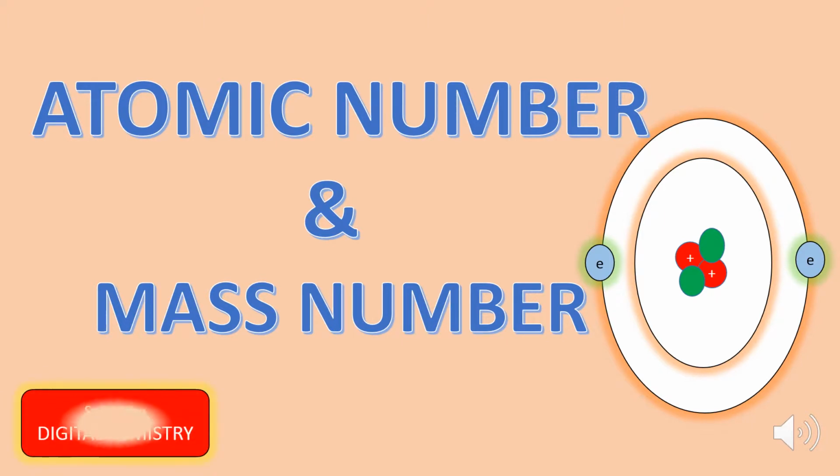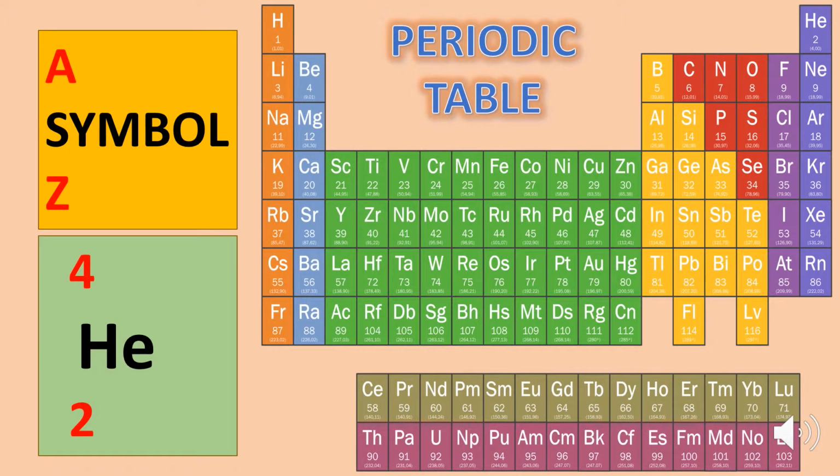Today's topic is about atomic number and mass number. Do you know that the atomic number plays a significant role in the arrangement of elements in the periodic table? Yes, friends, in the modern periodic table, the elements are arranged in increasing order of atomic numbers, as you can see here in the periodic table. These elements are arranged in increasing order of atomic numbers. Look here: hydrogen 1, helium 2, lithium 3 and so on.